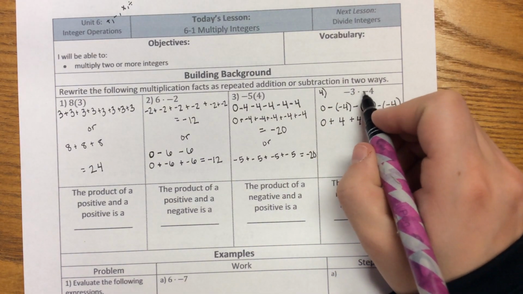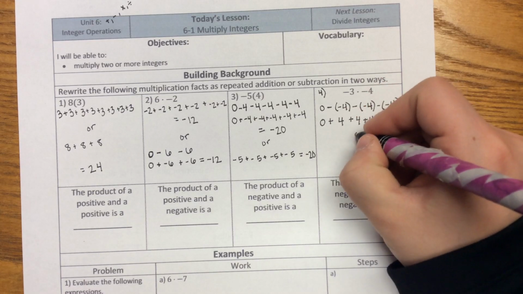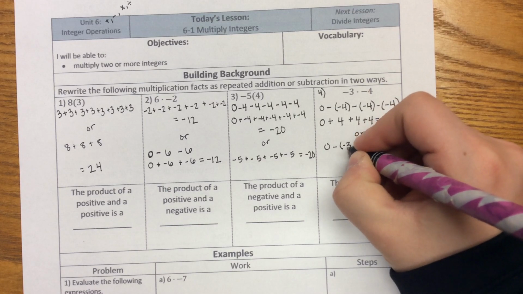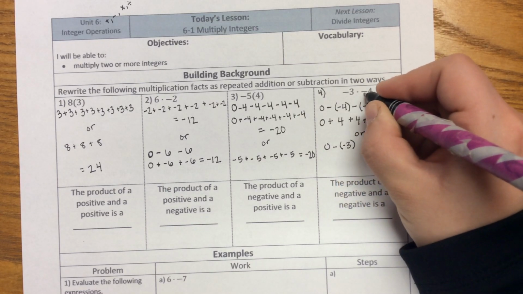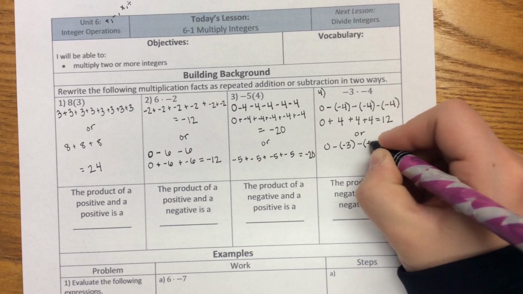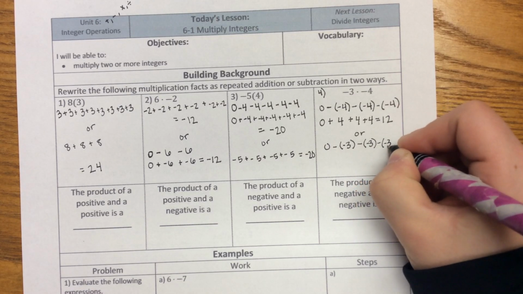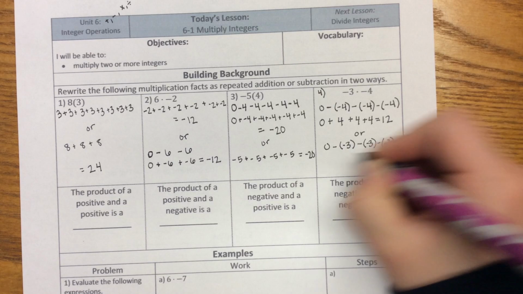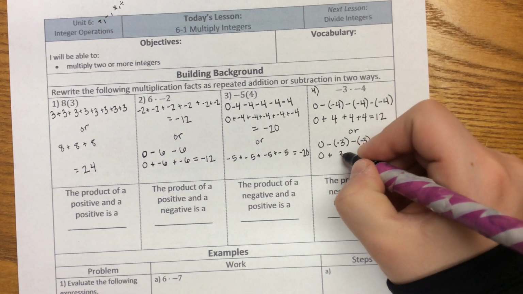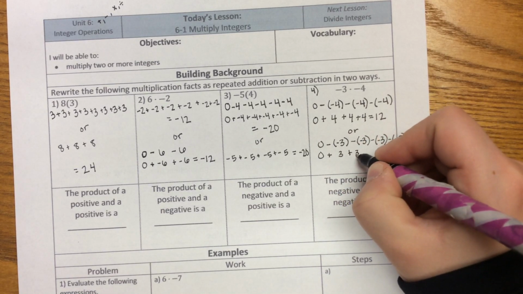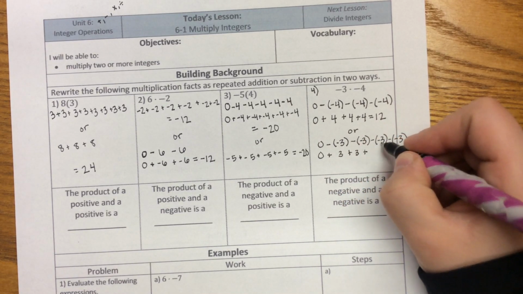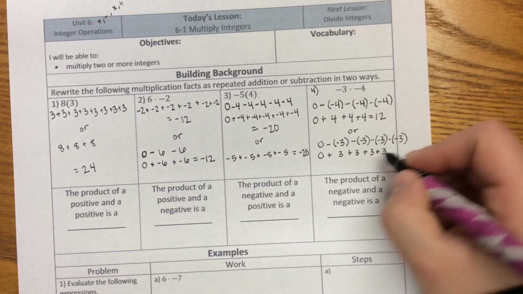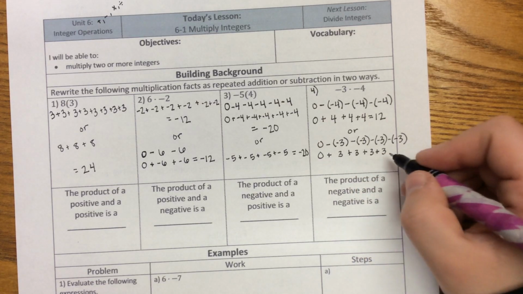The other way we could have done this is negative 4 groups of negative 3. So when we subtract, we have to start at 0. And I'm going to subtract negative 3. And I'm subtracting because it's a negative 4. That negative makes it subtracting. Minus negative 3, minus negative 3, minus negative 3. So that'd be 0. Change subtracting to adding, the opposite of negative 3 is positive 3. So 3 plus 3 is 6, plus 3 is 9, plus 3 is 12.